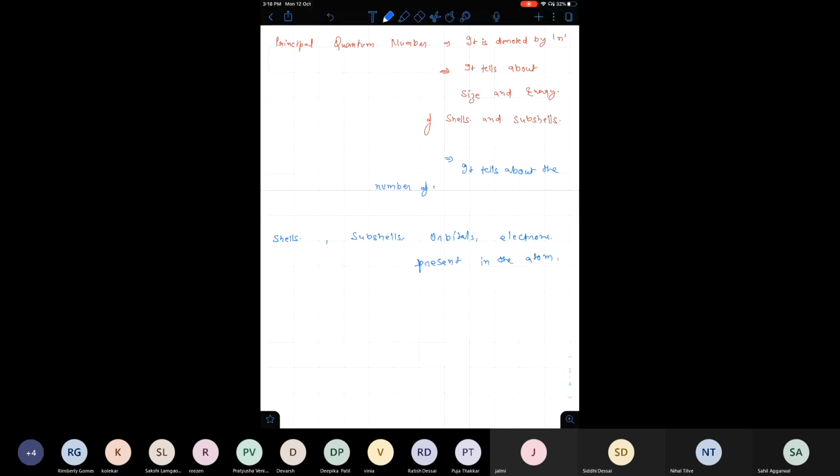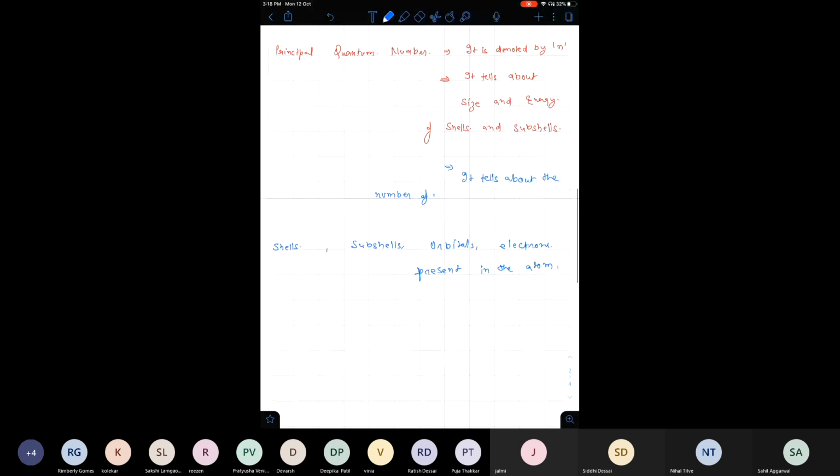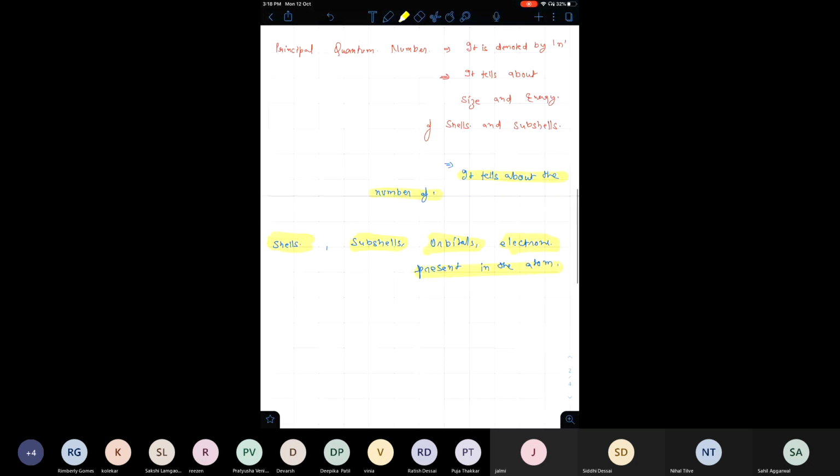Understood? पहले शेल देखेंगे, फिर सबशेल देखेंगे, फिर ऑर्बिटल देखेंगे, and then we'll come to know about the electron where it is present. It can tell you about the shell, the subshell, the orbital, the electrons present in an atom. सब बता सकता है कौन? Principal quantum number.